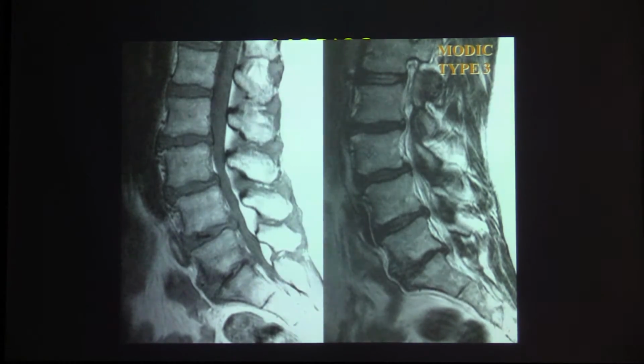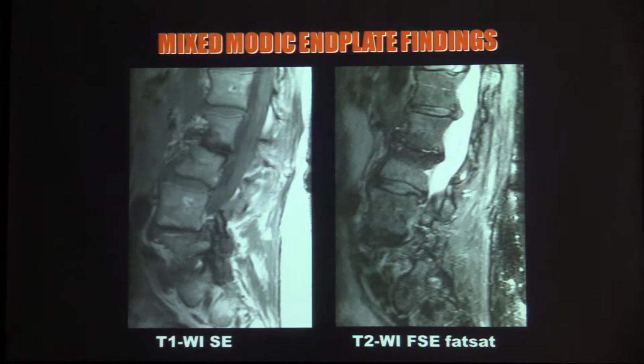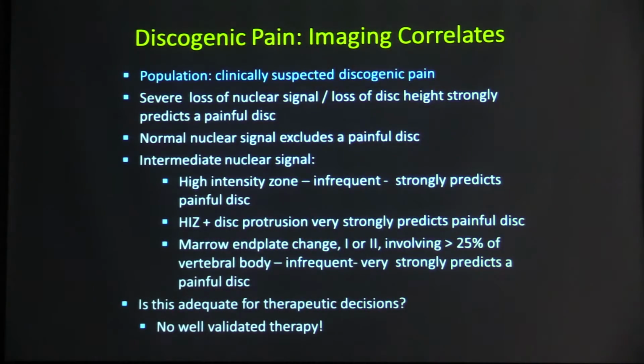And for the sake of completion, the type 3, which is harder to see on MRI because it's low signal, is basically dark and dark. And as I mentioned, you can have a spectrum going from 1 to 2 to 3, but you also have mixed patterns, where here the end plate shows a type 3, where there's dark and dark with sclerosis, and the adjacent end plate below it shows a type 2. So in our population with back pain, and specifically looking more at discogenic pain, we could look at these findings of the HIZ or annular fissure and the Modic end plate changes.